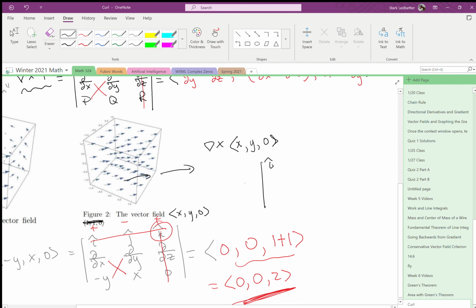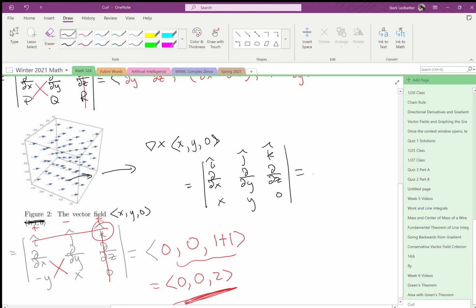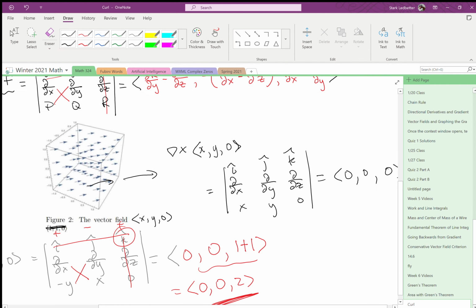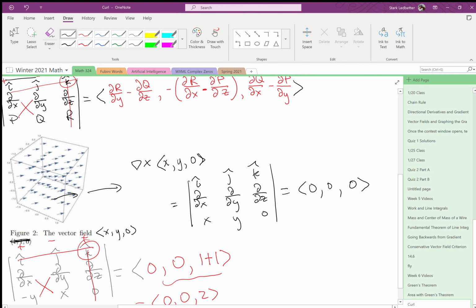Okay, so we have i, j, k, partial with respect to x, partial with respect to y, partial with respect to z, x, y, 0. And then we take those three 2 by 2 minors. So that's a 0, comma, that one's a 0, comma, this one is also a 0. Partial y with respect to x, and partial x with respect to y doesn't do anything. Okay, so great. It doesn't matter if the current is constant or if it gets bigger as you go out.